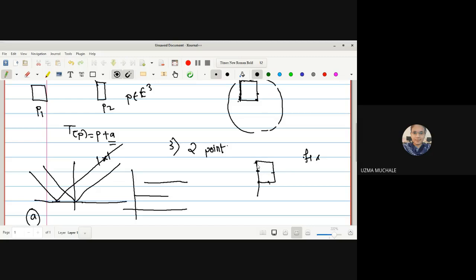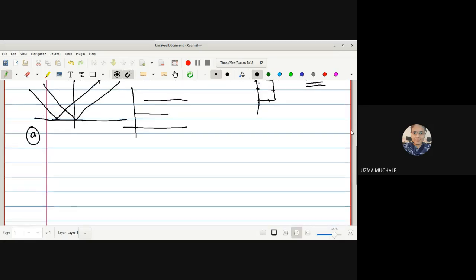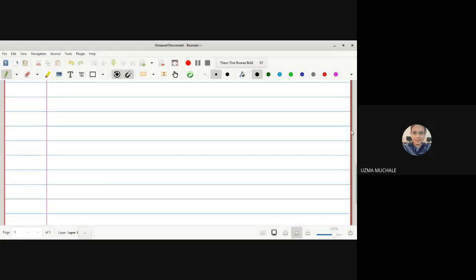And if I fix a third point, which is non-collinear with the remaining two, this is the important one, because if the third point is collinear with these, again there will be rotational motion. If you fix the third point which is not collinear with these, then the body will be at a fixed position. Okay. If you don't have any doubt, can I go to the next one?